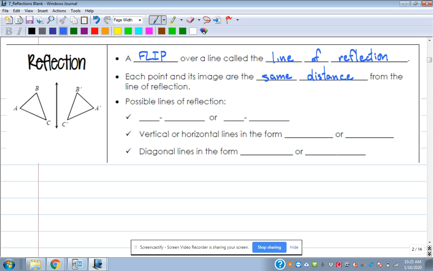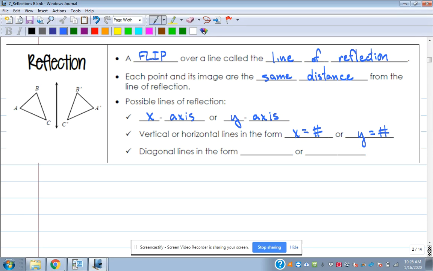Possible lines of reflection that we're going to deal with are the axes, the x-axis and the y-axis. Those are fairly common. We actually deal with some reflection or lines of symmetry with those as well in college algebra. We talked about that in my college algebra class today, so that comes back up later on. Vertical or horizontal lines: what's the equation of a vertical line? You may remember from algebra. A vertical line is x equals some number, and a horizontal line is y equals a number.